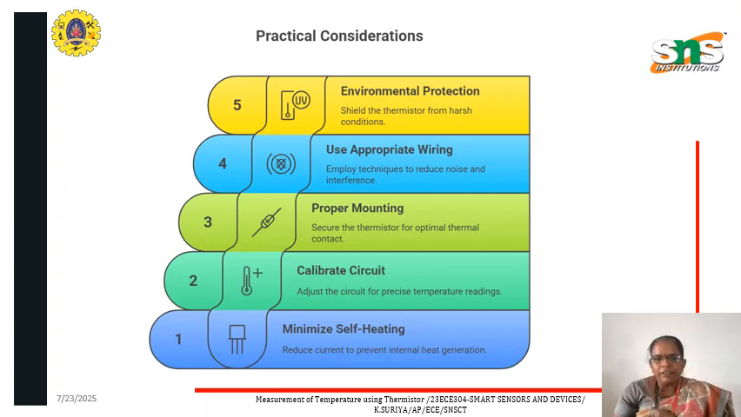Some of the practical considerations which need to be considered are self-heating. So minimizing the self-heating by limiting the current flow through the thermistor is necessary, and also calibrating the thermistor circuit to ensure accurate temperature measurements are needed here. And also we have to mount the thermistor properly to ensure good thermal contact with the object being measured. You have to use appropriate wiring techniques to minimize the noise and interference. And also we have to protect the thermistor from harsh environmental conditions such as moisture and corrosive chemicals.